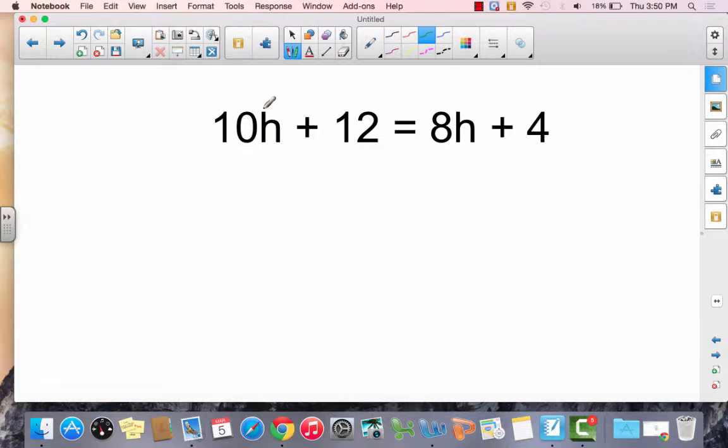So I'm looking at the 10h and the 8h, and although it doesn't matter which one I start with, I'm going to choose to start with the 8h. So to eliminate it from the right side, I'm going to subtract 8h because that will cause it to become a 0. And whatever I do on the right, I'm going to do on the left, so I'm going to subtract 8h from the other side as well.